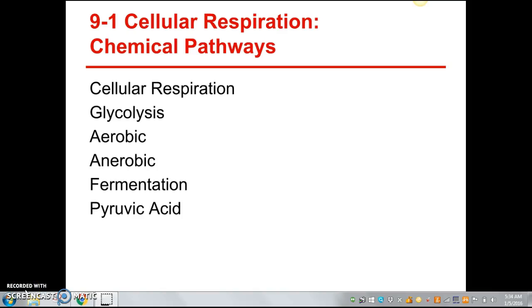What's happening in biology? This is Mrs. Cozen, and this is going to be Unit 5, Video 1, Cellular Respiration. And you guys can call this one the reactions of cellular respiration.